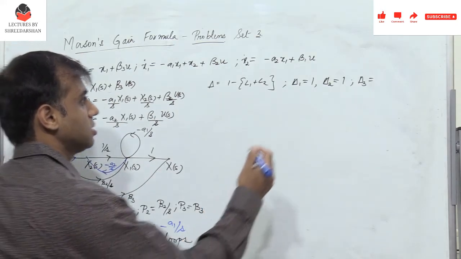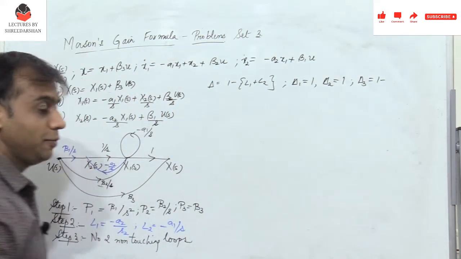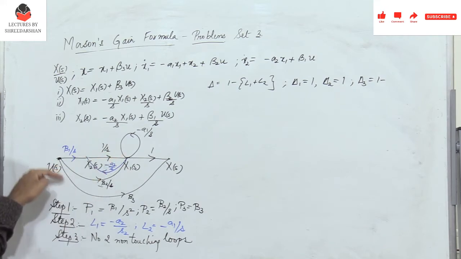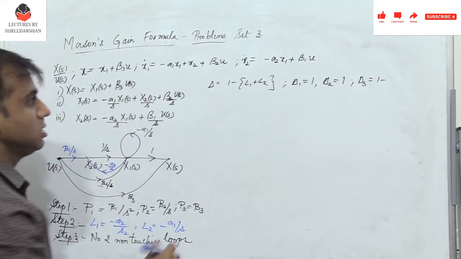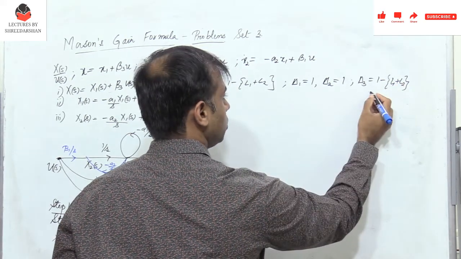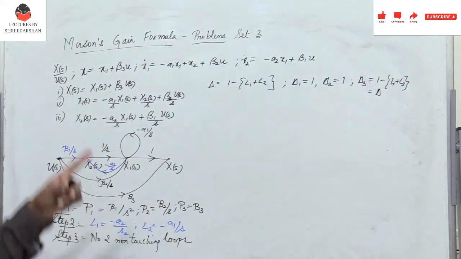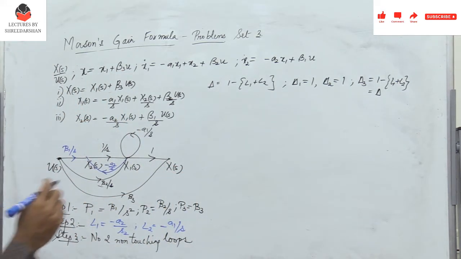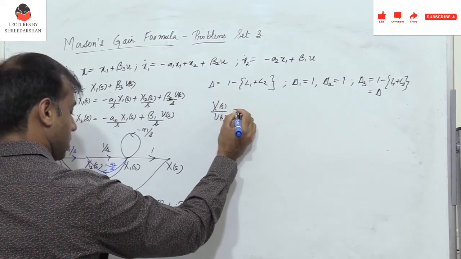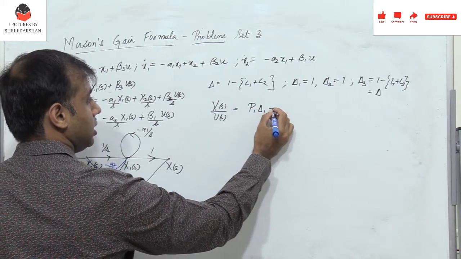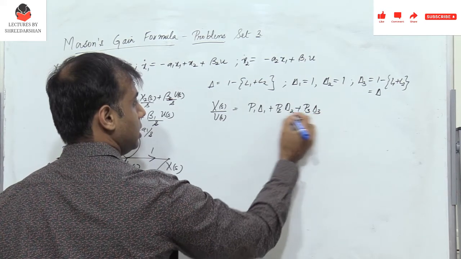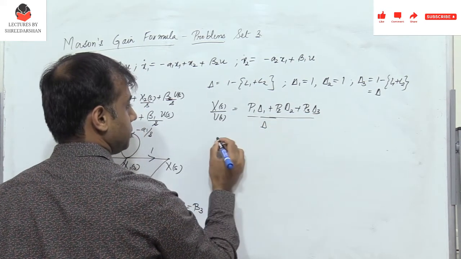Delta 3 is 1 minus, so I find that this is the forward path, which is beta 3, and both the loops do not touch the forward path. So it's going to be 1 minus (L1 plus L2). And what is L1 plus L2? It is nothing but delta. So delta 3 is equal to delta here. Okay, so therefore you have x of S by u of S equals (P1 delta 1 plus P2 delta 2 plus P3 delta 3) divided by delta.